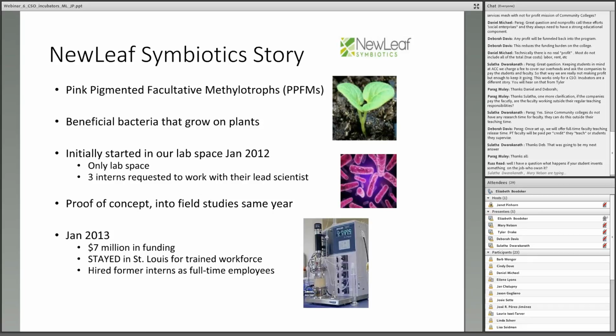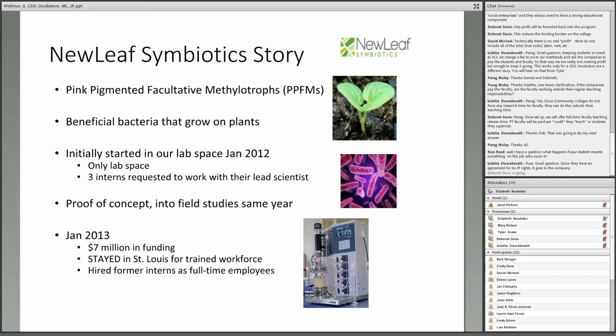But so the New Leaf Symbiotic story is, we have a company, New Leaf Symbiotic. They work on a pink pigmented facultative methylotrope, say that 5 times fast. And it's basically a beneficial bacteria that is affiliated with plants and seems to have a very beneficial effect on them, under adverse conditions like drought or extreme heat.